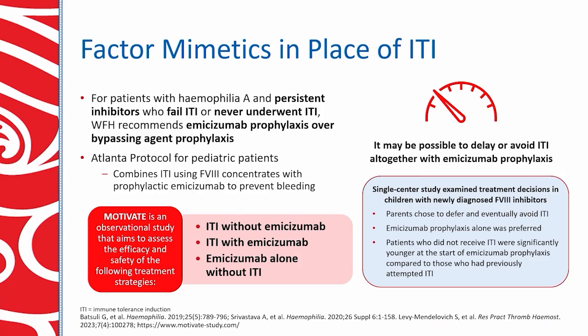But guidelines like the World Federation of Haemophilia guidelines recommend, in patients with hemophilia A with persistent inhibitors, or where ITI has failed, or where ITI was never performed, that emicizumab prophylaxis should be used over bypassing agent prophylaxis. I think we will discuss this in more detail. There are some protocols for pediatric patients, guiding how to combine ITI and factor VIII concentrates, especially where emicizumab is used as prophylaxis to prevent bleeding while ITI is performed.